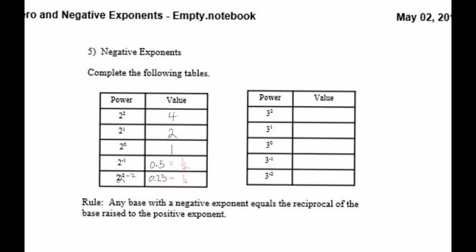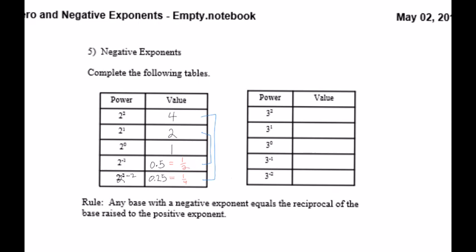So what you'll notice is that anything with a positive exponent has a reciprocal for its negative. So if you think about it, in this case 2 to the 2 is 4, but 2 to the negative 2 ends up being 1/4. 2 to the 1 is 2, but 2 to the negative 1 gives us 1/2.